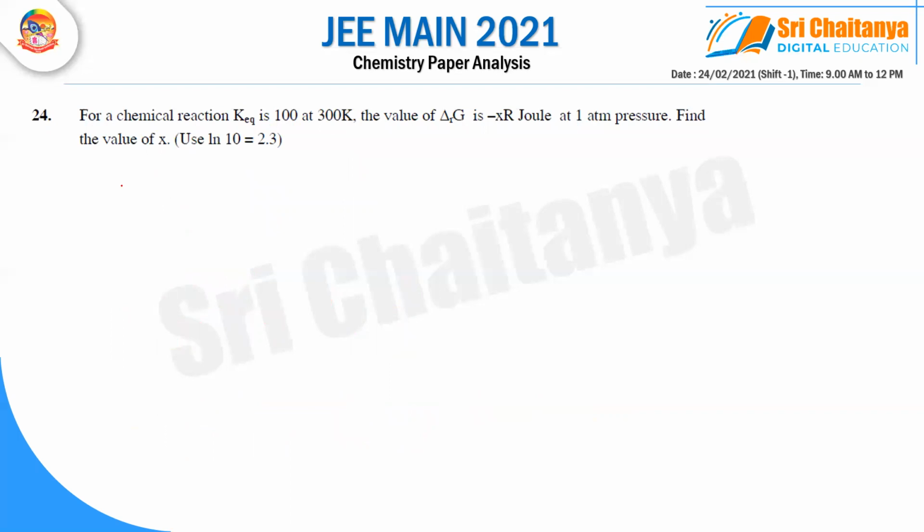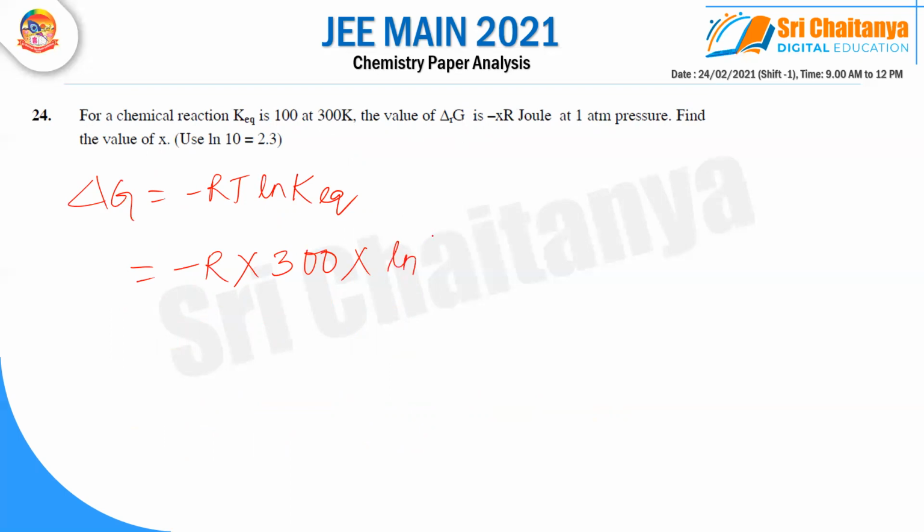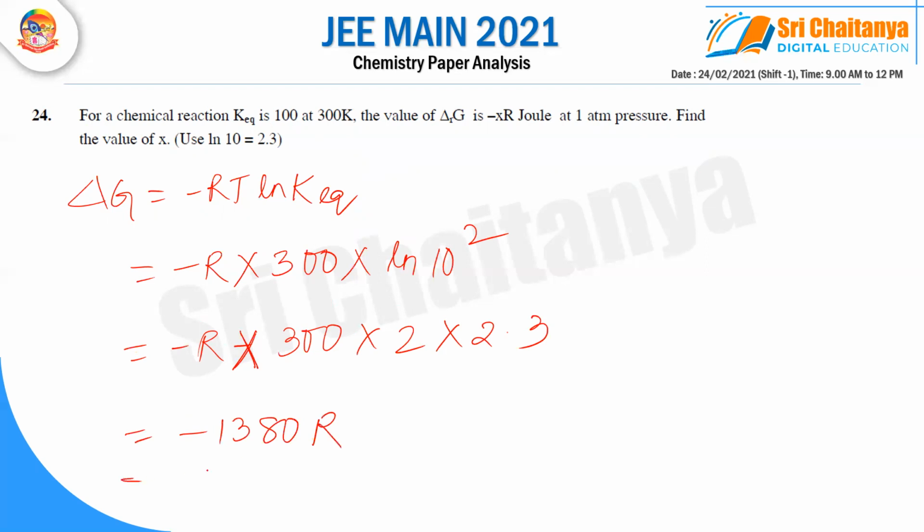Next, we have to find out the delta G. Delta G can be written as minus RT ln K. Now, we have to write it in terms of R. So what is T? T is 300. And what is K? Let me convert it into log 2. So it will be ln of 10 to the power 2. So I am left with minus R 300 into 2. ln 10 is nothing but 2.3. So it becomes minus 1380 R. So the value of X here is 1380.